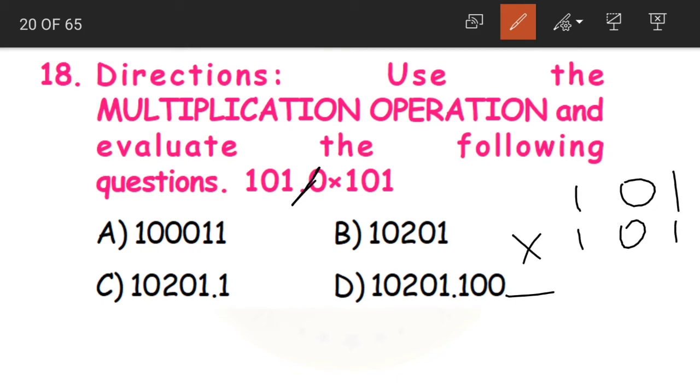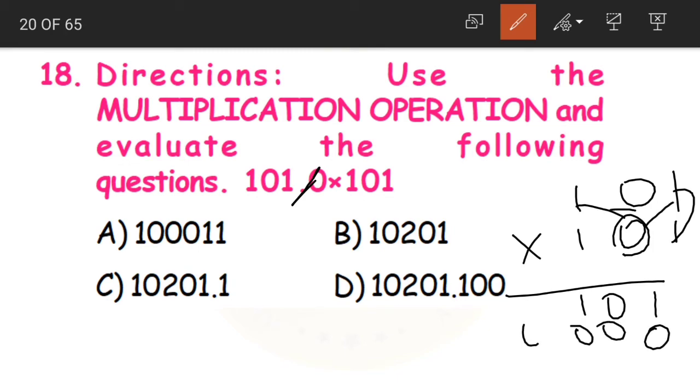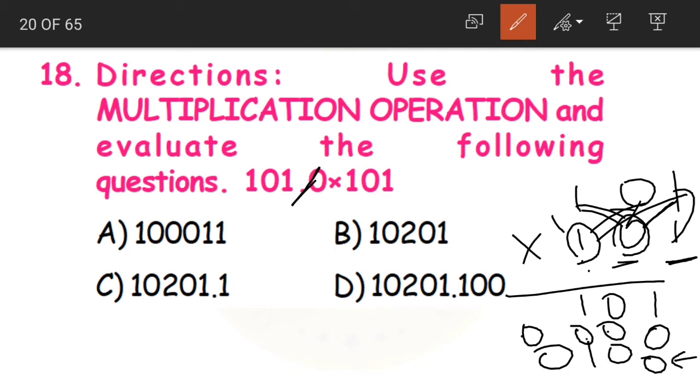101 into 101. Now 101 into 1 becomes what? 101. Now a new digit, 0. 0 into anything becomes what, children? 0 only. So 0 ones are 0, 0 zeros are 0, 0 ones are again 0. Now coming to the last digit, that is 1. Again a new digit, new line. After 1 we have 2 digits, so 2 zeros. 1 ones are 1, 1 zeros are 0, 1 ones are 1.